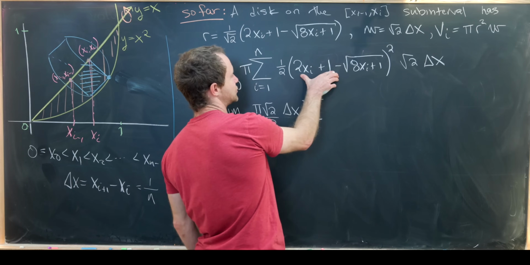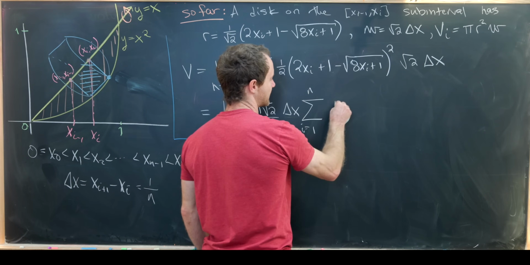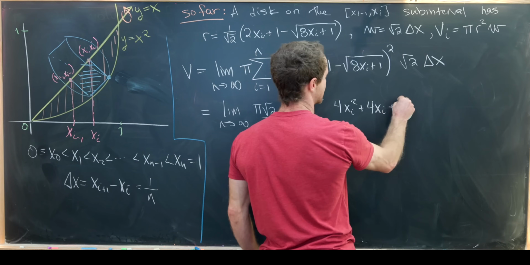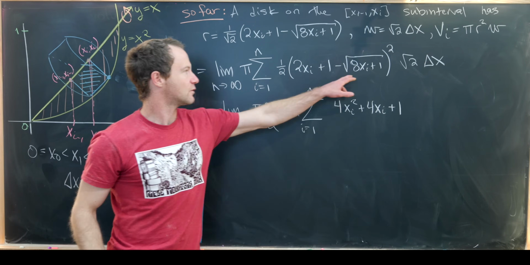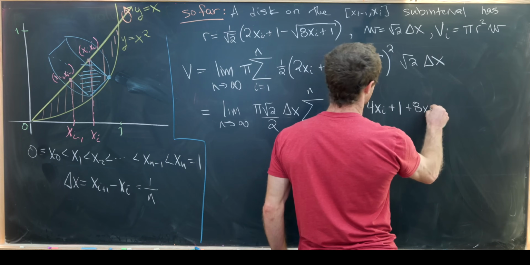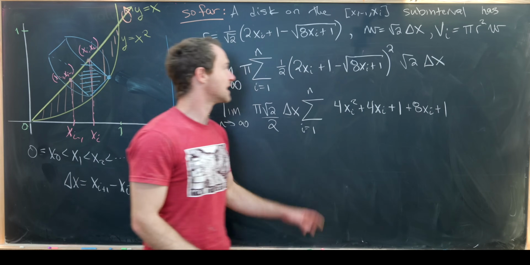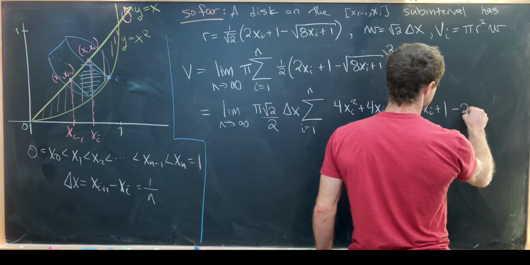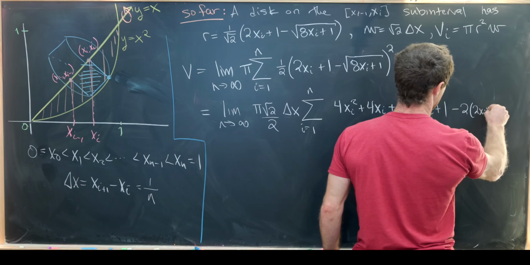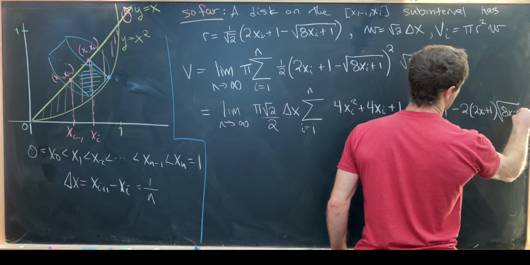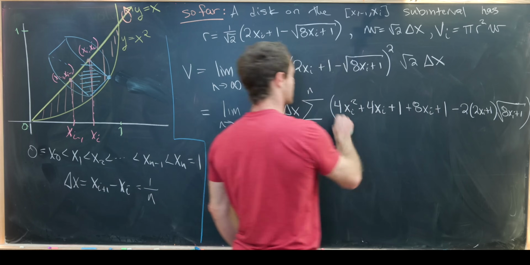So we will have (2xi plus 1) squared. That'll give us 4xi squared plus 4xi plus 1. Then we'll have this object squared. That'll give us plus 8xi plus 1. And then we'll have the cross term, but that cross term will be minus 2 times (2xi plus 1) times the square root of 8xi plus 1.